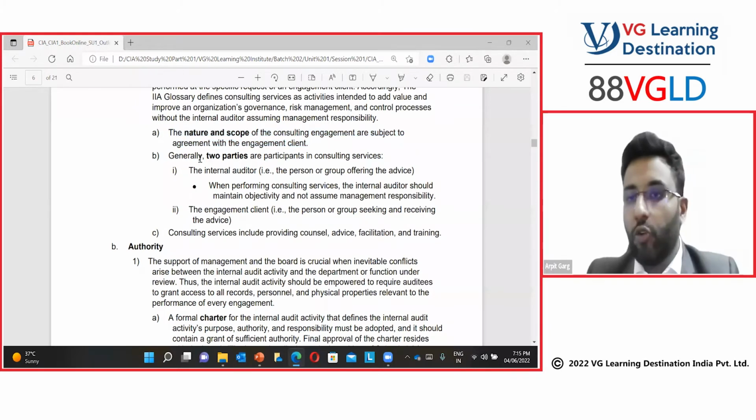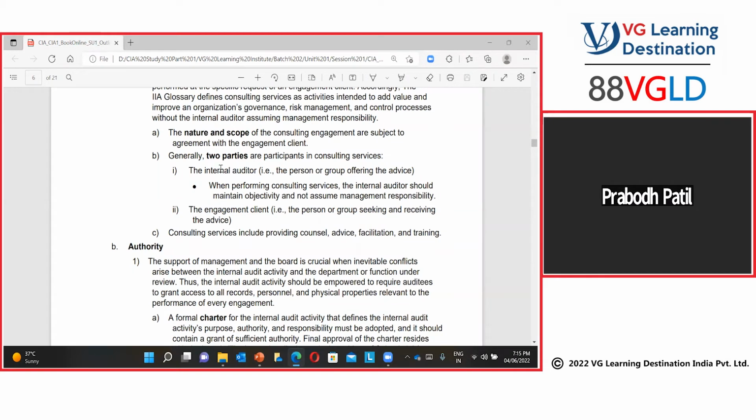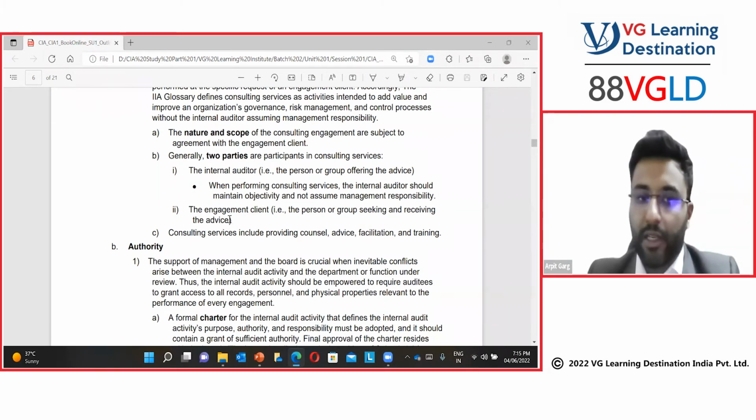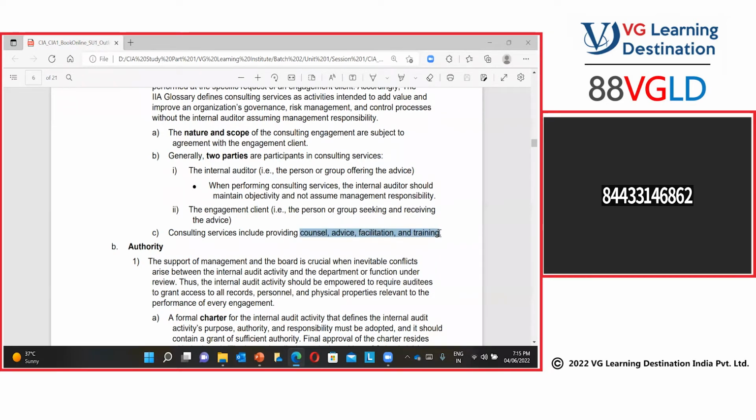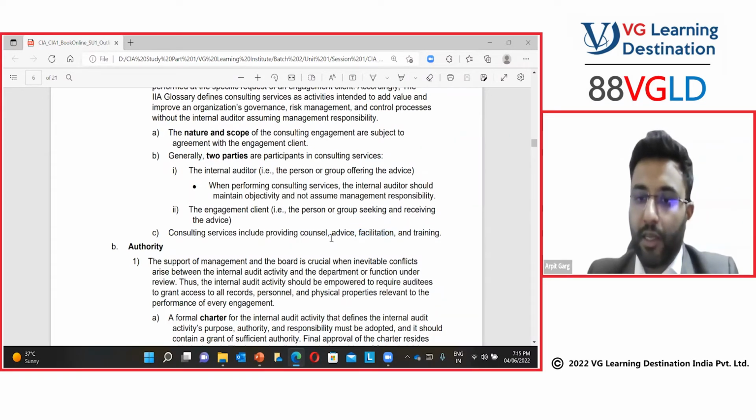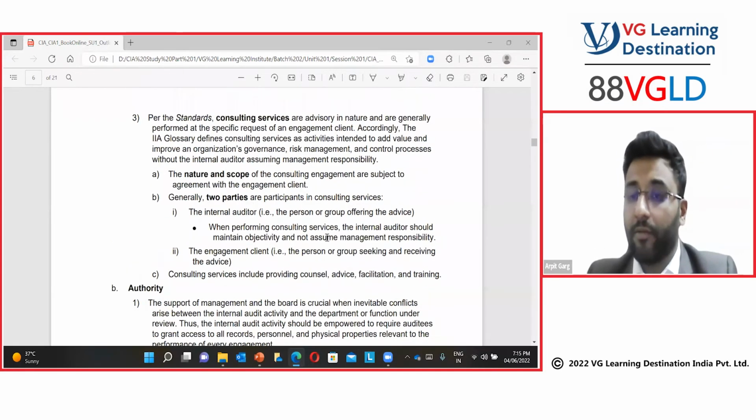So there are two parties involved in consulting: the internal auditor and the engagement client. And what are the examples of consulting services? It includes counseling, advice, facilitation and training. Counseling is where we give some awareness related aspect. We are counseling what to get into, what not, advisory in nature.